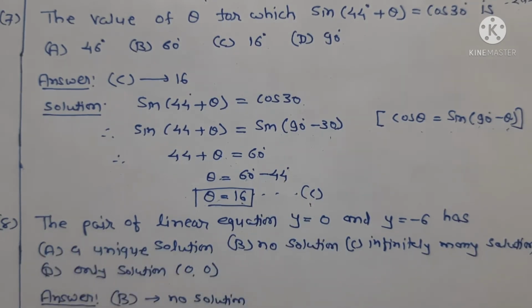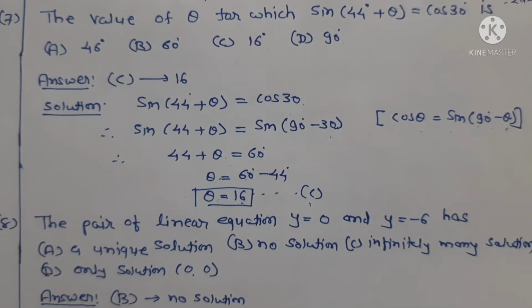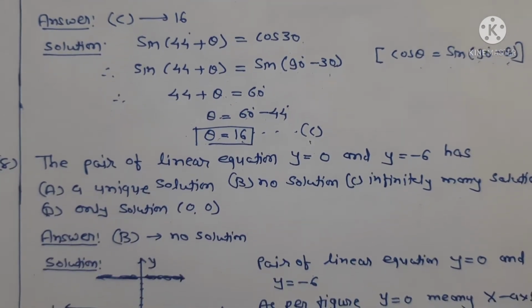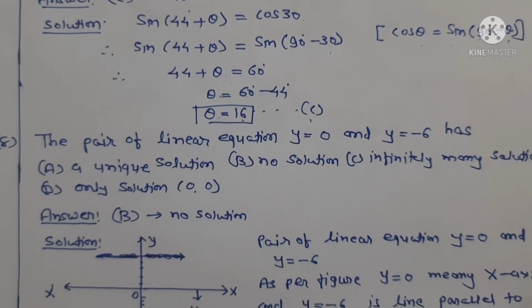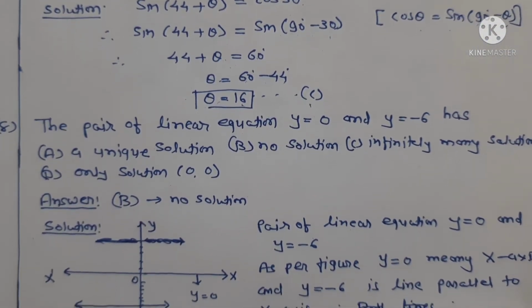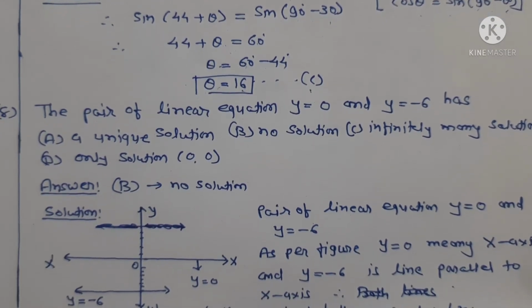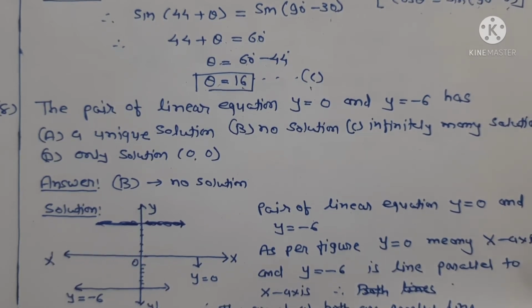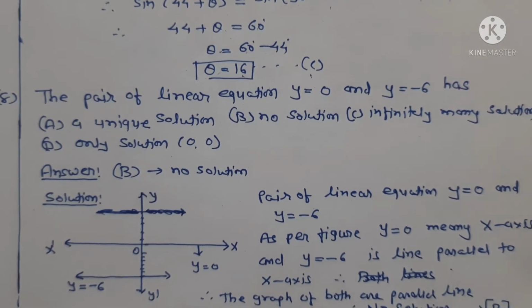The pair of linear equations y equal to 0 and y equal to minus 6 has a dash solution: unique solution, no solution, infinitely many solutions, only one solution, (0, 0). So answer is B, no solution, because I have drawn and explained this in the diagram. The pair of linear equations y equal to 0 and y equal to minus 6. In this diagram, y equal to 0 is the x axis, and y equal to minus 6 is this line. So both lines are parallel.